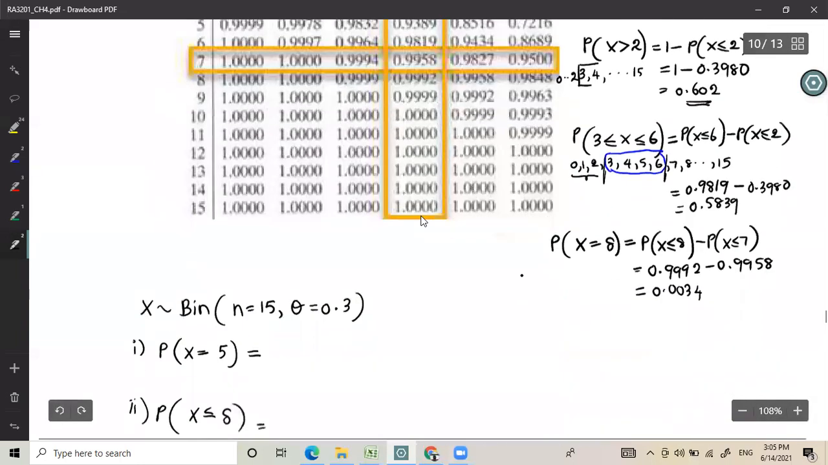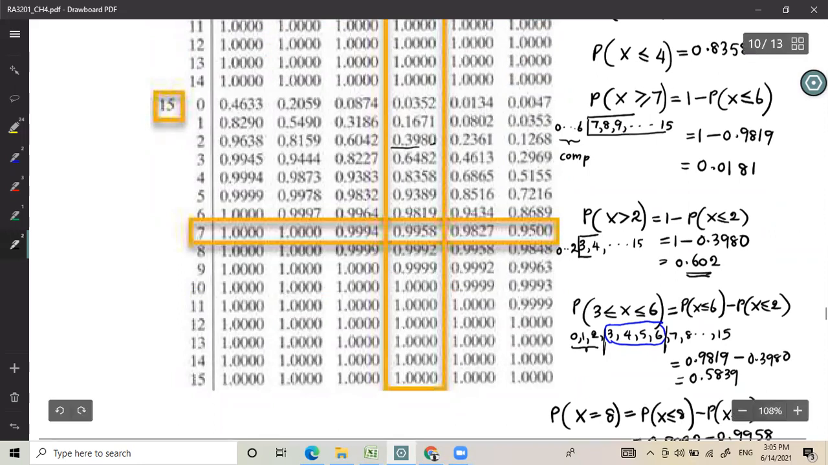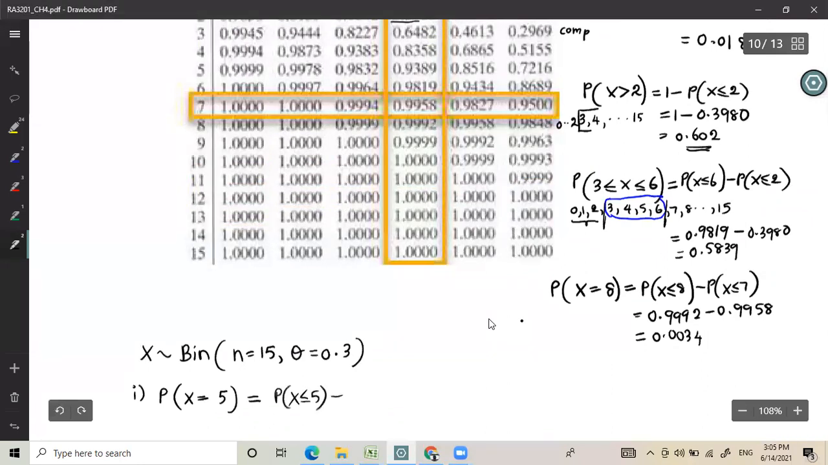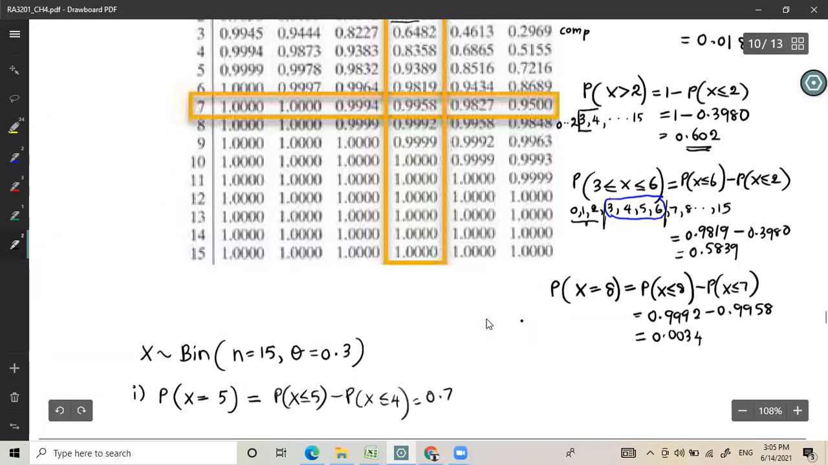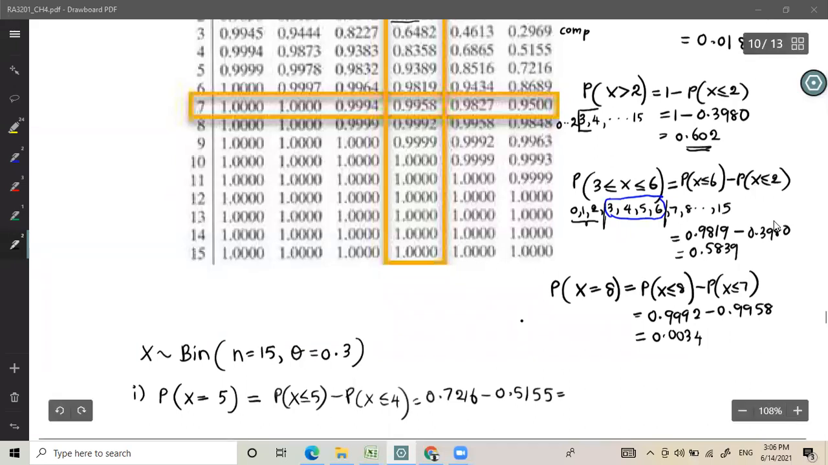Okay, who has the answers? For the first one, X equals 5, what is the answer? 0.2061. Yes. How do you find it? You read X less than or equal to 5 and subtract the one above it, which is 0.7216 minus 0.5155. So it will be 0.2061. Okay, yes, you got it.